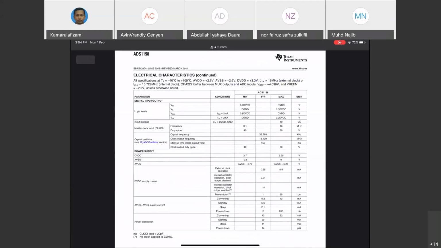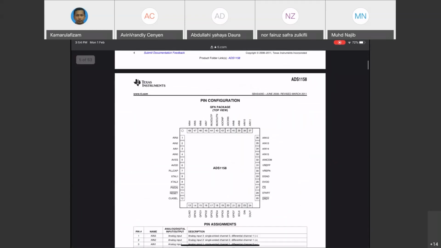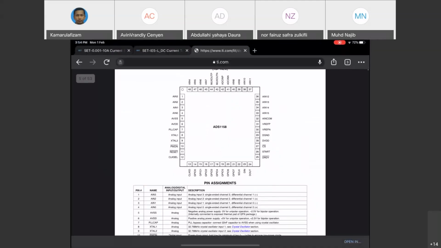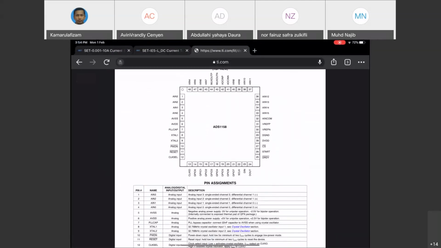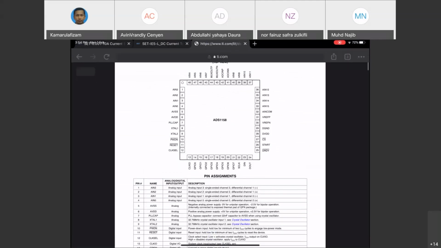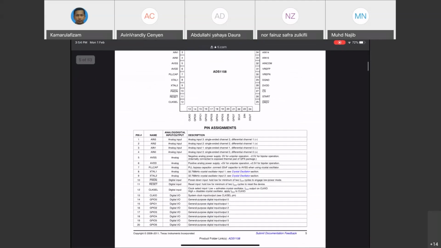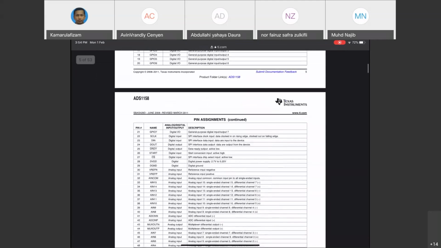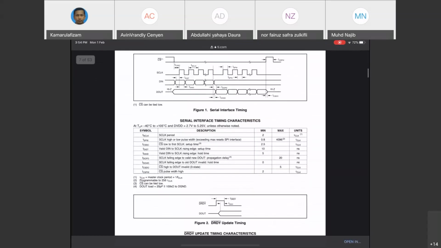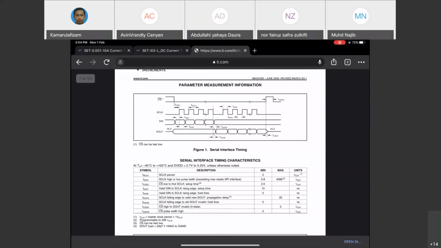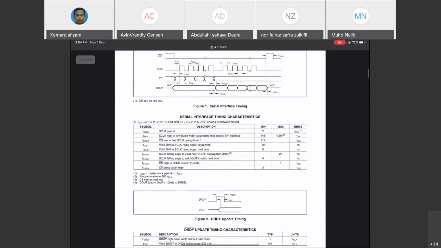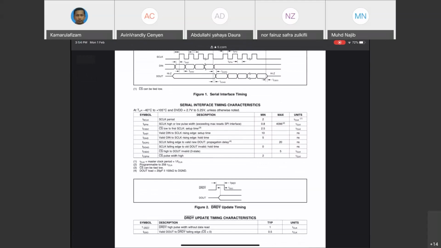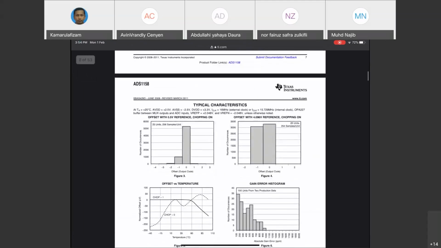This is logic level, nothing much. Yeah, there's the chip, the pin map. You can see where the input is, analog input and all that. For the ADC, the rest are all nothing much. So this is serial interface timing. That's alright. You will have to study this when you really want to design later on.